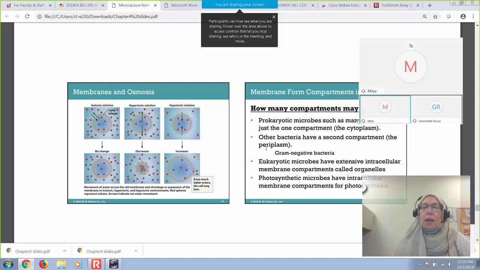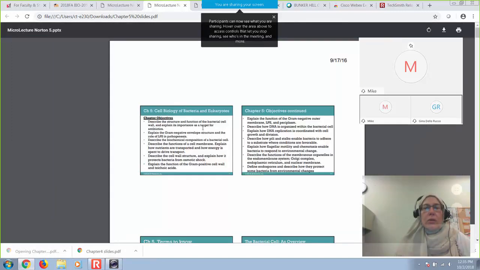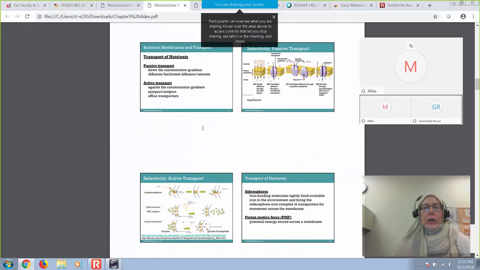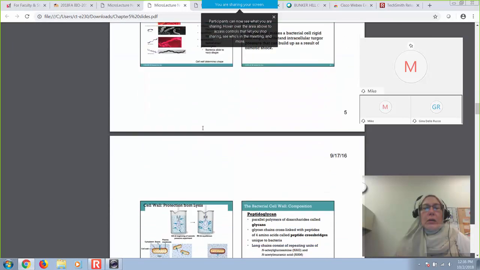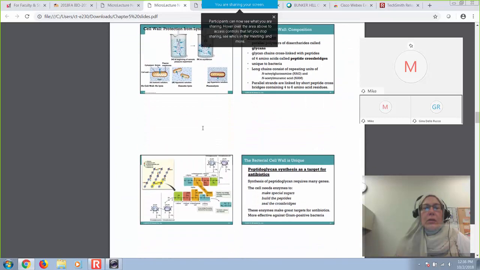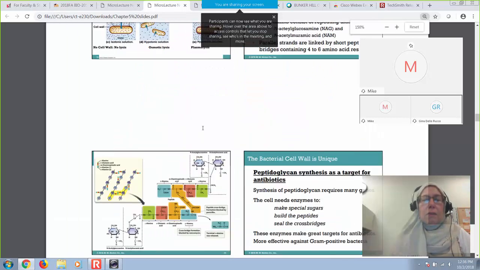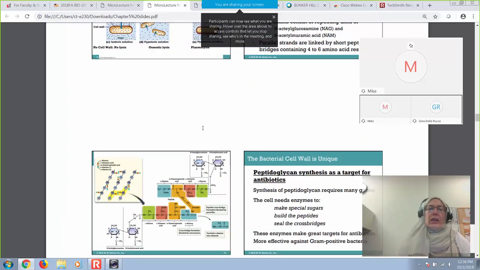Okay, so let's take a moment just to look also at the cell wall, which is, I think, yeah, here it is. In Chapter 5 material, it goes over it in detail. So peptidoglycan is common between both gram-negative and gram-positive, but remember that gram-positive have many, many layers of peptidoglycan.